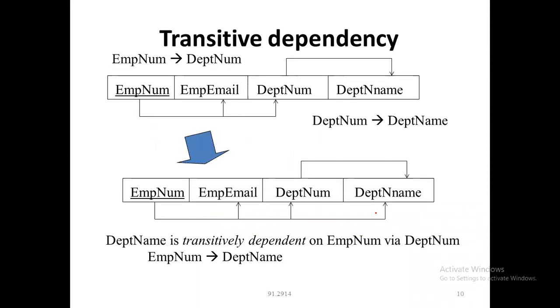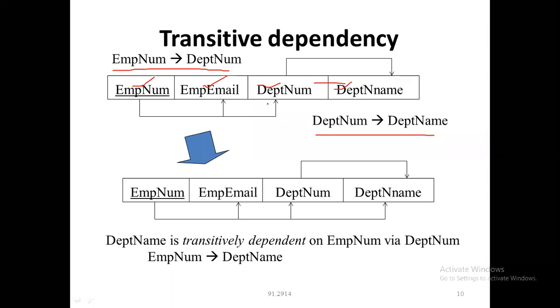Here, in the example of transitive dependency, I have employee number, employee name, department number, and department name. Employee number and department number are available, and department number is dependent on employee number. So these two are dependent on this one. Coming to email and department, it will again be converted like this. This is how the actual figure looks.